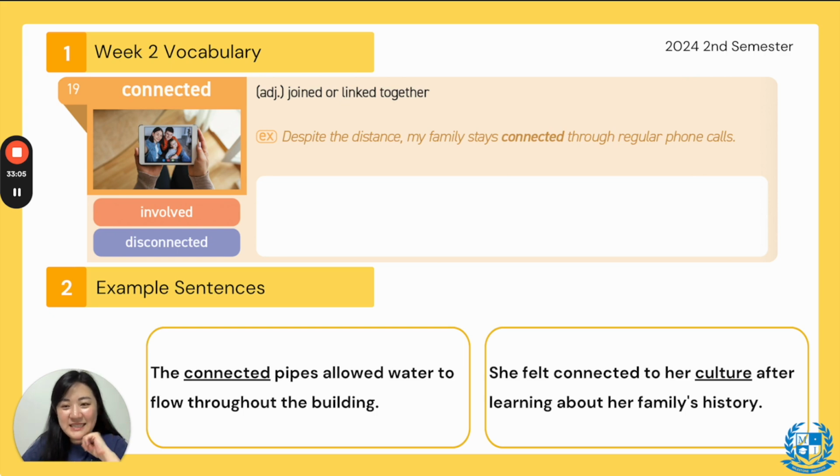Next here, it says the connected pipes allowed water to flow throughout the building. So this is actually to be connected. So these pipes are all put together. Next one, she felt connected to her culture after learning about her family's history. So very good. Maybe she learned more about Korea and then she felt a little bit more of a connection. We can say she felt connected.